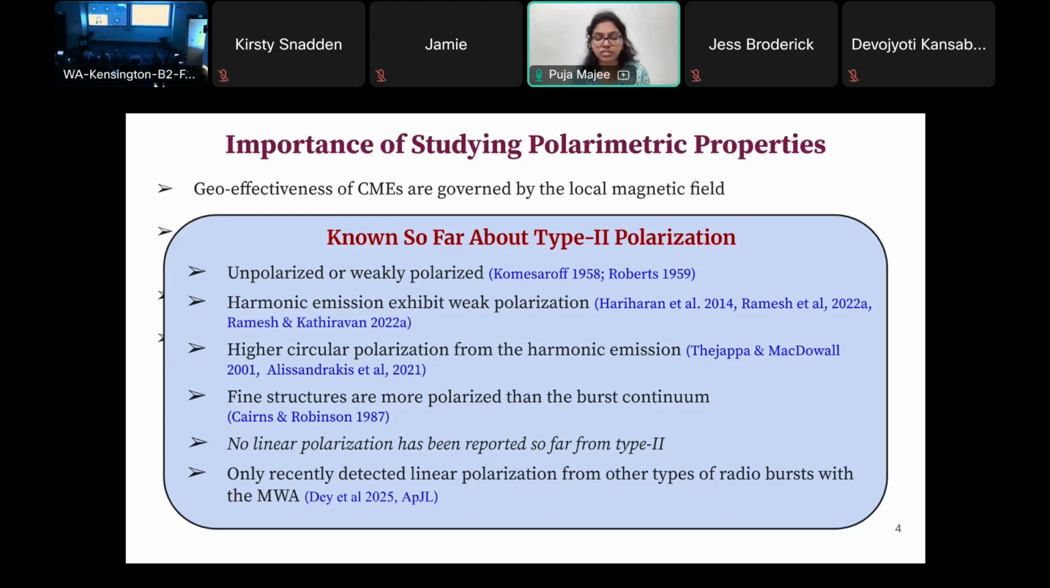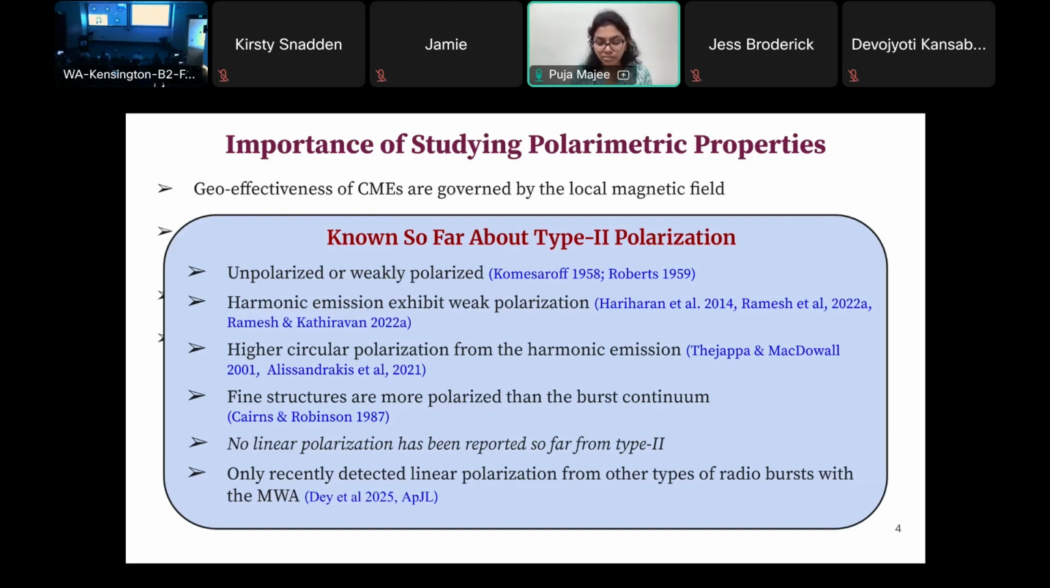But an interesting thing to notice is that no linear polarization has been reported so far from these type 2 emissions. But very recently, a detection of linear polarization has been reported from other types of radio bursts using MWA by They et al.